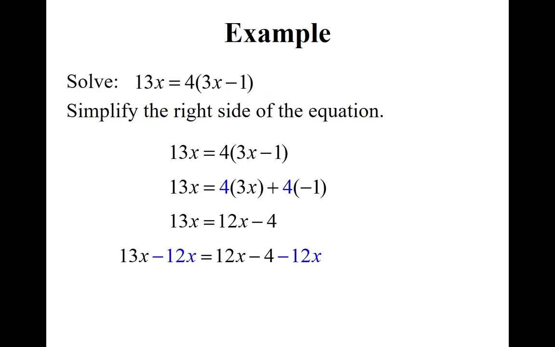13 of them minus 12 of them is one of them. So that's just x equals on the left. On the right, 12x minus 12x is 0. So we're just left with the negative 4. X equals negative 4. So that was interesting.